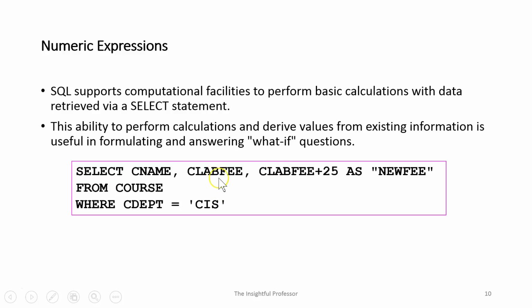Show me the current lab fee, and then show me what would the lab fee be if I increased it by 25. We don't have to retrieve both of these, but I'm putting them side by side so when I run the query, you can see what the original value was and what the computed value was to answer the what-if question. But in practice, we might say, give me the name of the course and show me the potential change to the lab fee if its value was increased by 25. What would lab fee plus 25 be? Okay, let's give it a try.